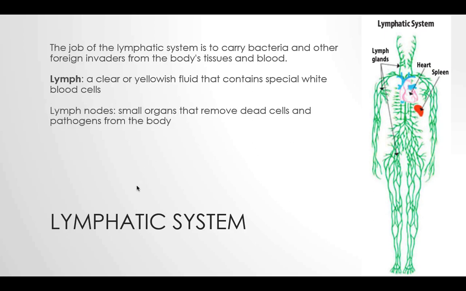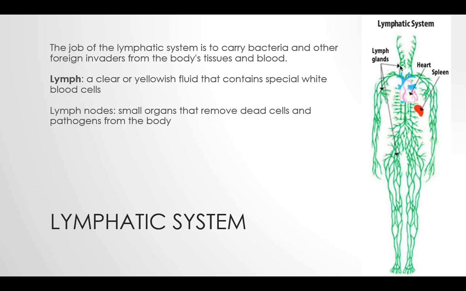Okay, and then we have lymph nodes. And lymph nodes, as you can see here, lymph glands are the same as lymph nodes. Okay, the glands are in the nodes. And they're little organs. You have lymph nodes in your groin, in your armpits on both sides, and then also in your neck.